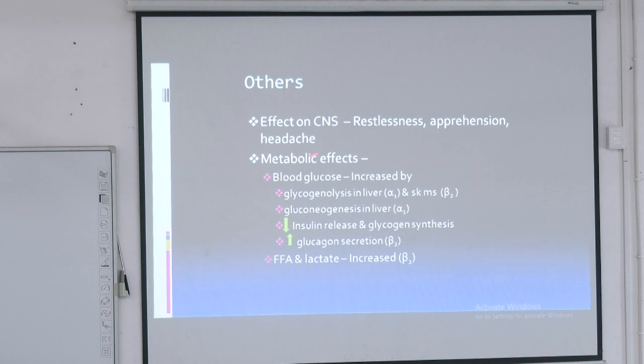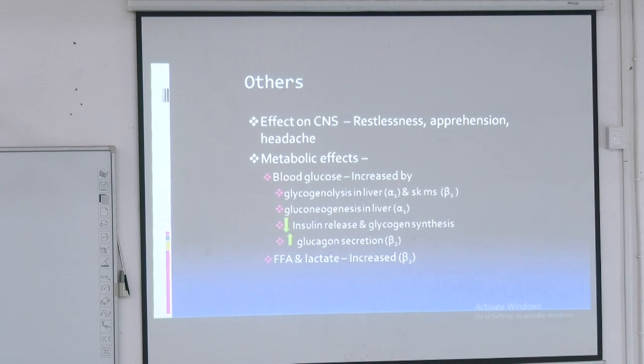Now coming to the metabolic effect. Most important is the effect on blood glucose. Blood glucose level is raised. How? It is very, very important. What are the effects on blood glucose by adrenaline or noradrenaline? You can see here glycogenolysis in liver, alpha 1 effect, and in skeletal muscle, the beta 2 effect. Forget about this alpha 1 and beta 2.